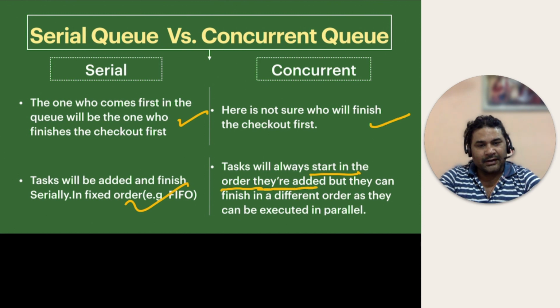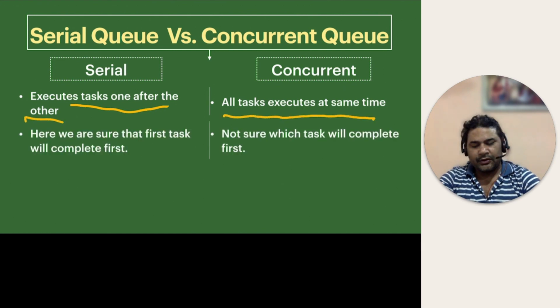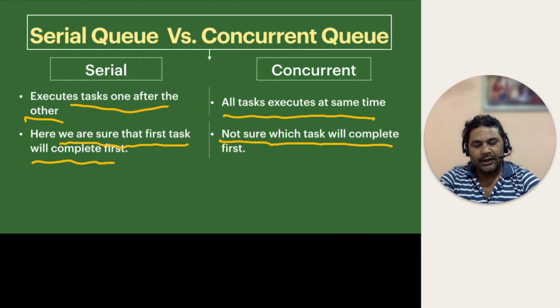Tasks will always start in the order they are added, but they can finish in a different order. That is the key point here. They can execute in parallel, meaning they can execute in a concurrent manner. In serial, tasks execute one after the other. In concurrent, tasks execute at the same time. In serial, we are sure that the first task will complete first, and in concurrent, we are not sure which task will complete first.